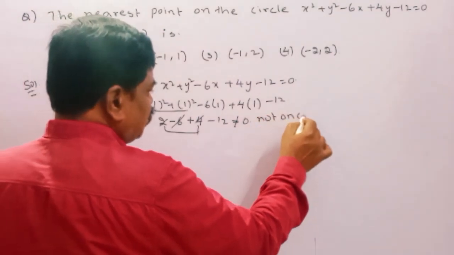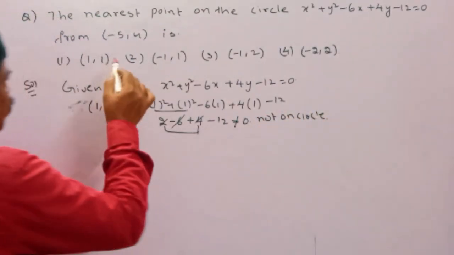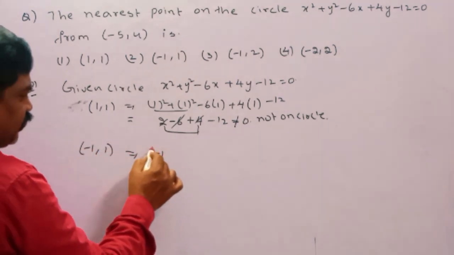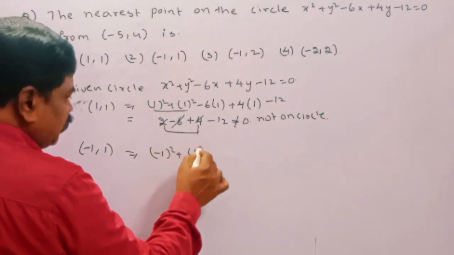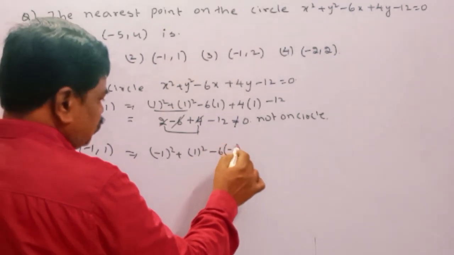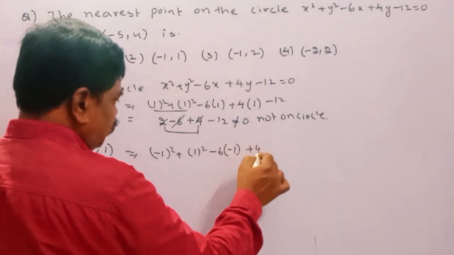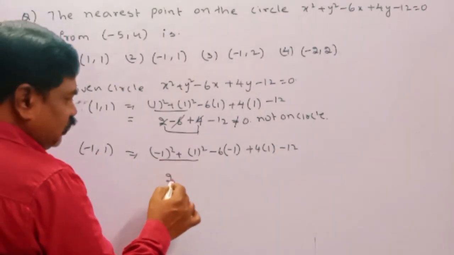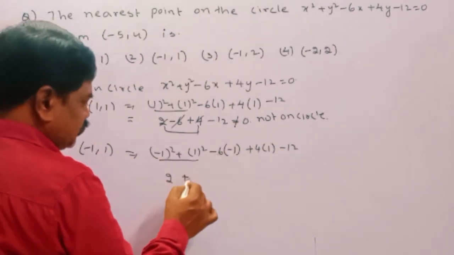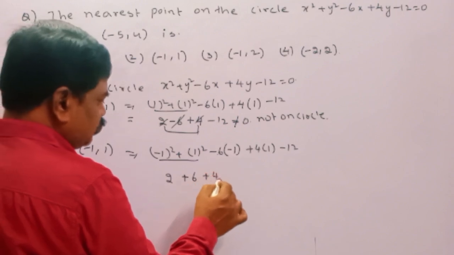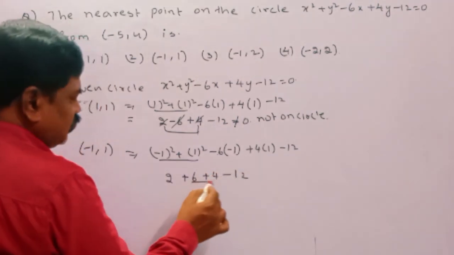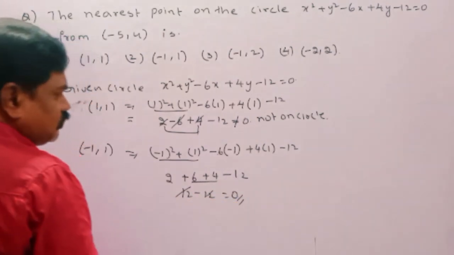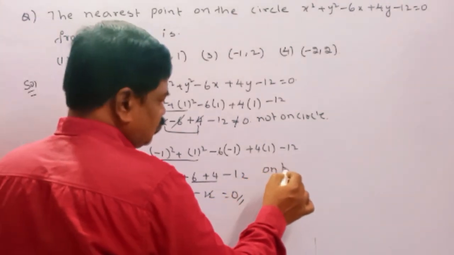So it is not on the circle. Okay, and (−1, 1): (−1)² + 1² − 6(−1) + 4(1) − 12 = 1 + 1 + 6 + 4 − 12 = 12 − 12 = 0. So it is on the circle.